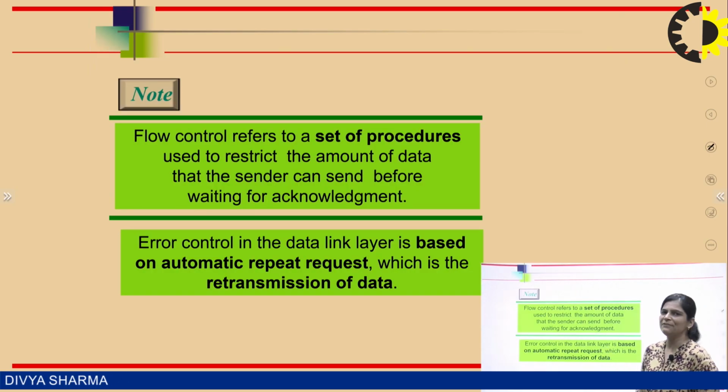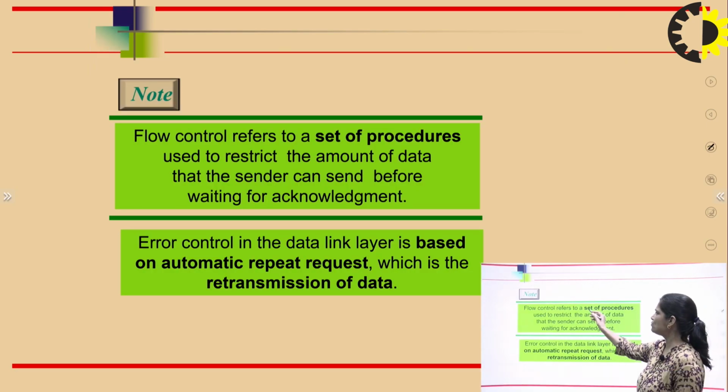Now what do we mean by flow control? Flow control refers to a set of procedures used to restrict the amount of data that the sender can send before waiting for an acknowledgement. Error control in the data link layer is based on automatic repeat request, which is the retransmission of data. Retransmission means we have to send data again.